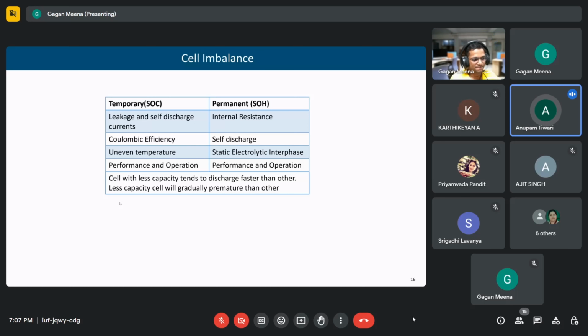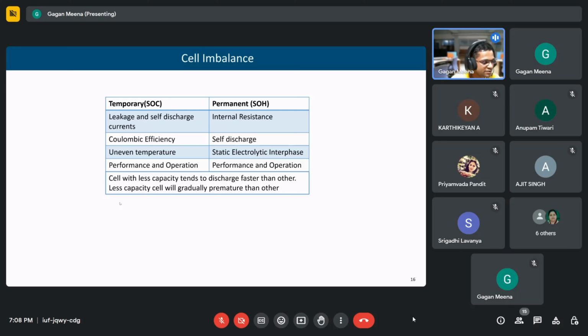How to measure the cell imbalance between the two cells? What is the limit? If a battery has 18 cells, suppose I have to find out these 5 cells are not equally charged. So suppose the good cell is 2.1 and the bad cell is 1.8. So voltage is one of the criteria. And any other criteria? Energy. How much energy is stored in that cell? So these are the two things.